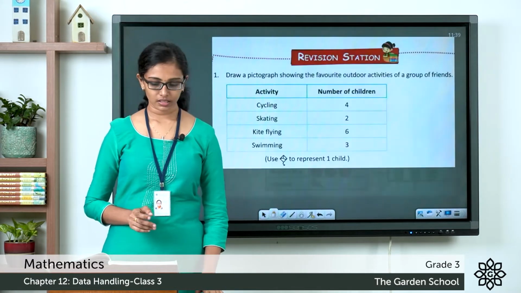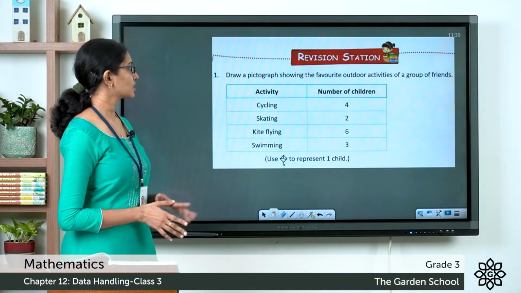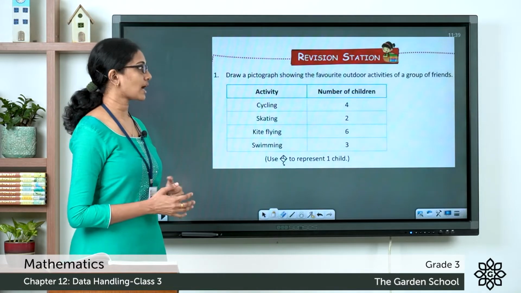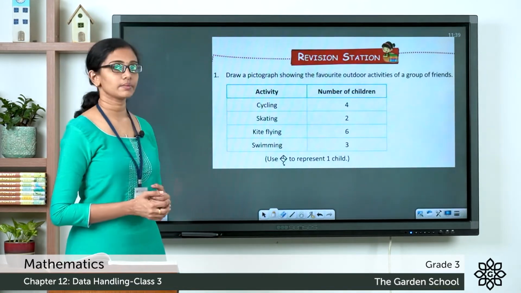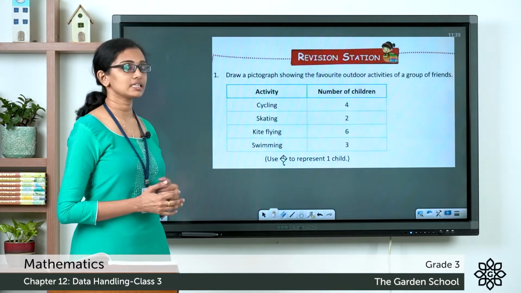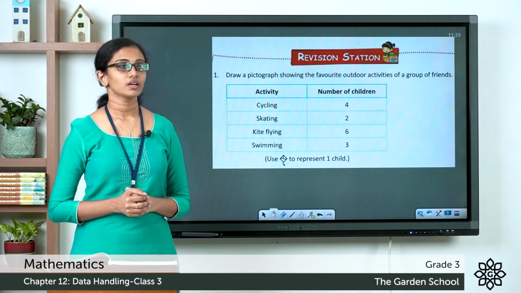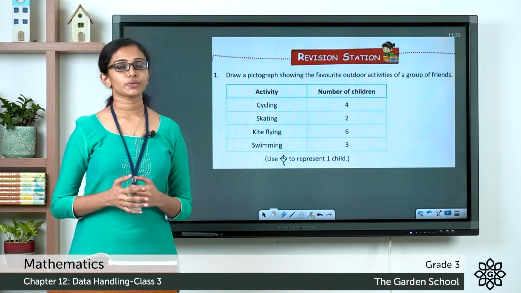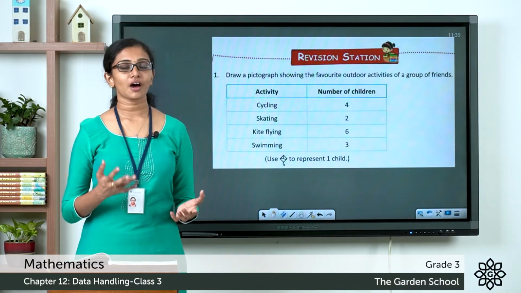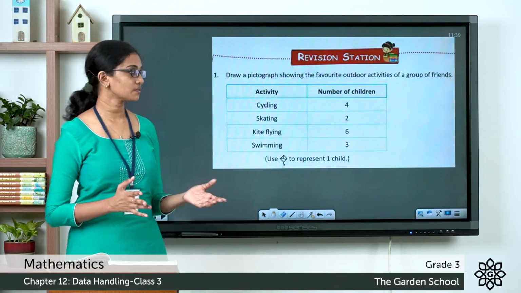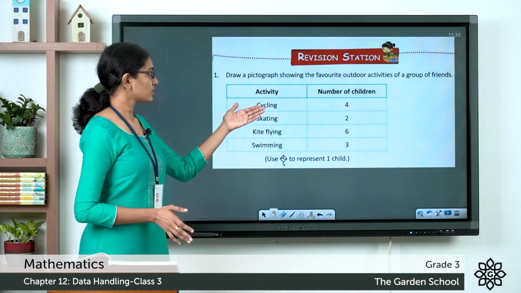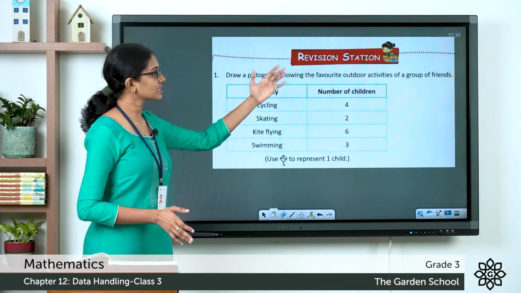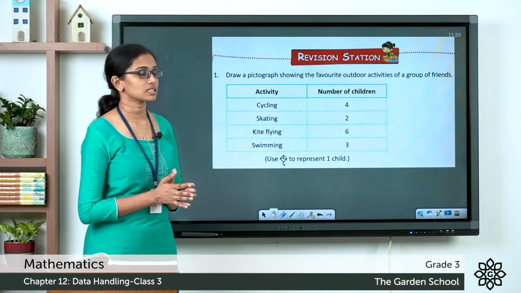The first question is to draw a pictograph showing the favorite outdoor activities of a group of friends. And here you are given a table and also a key is mentioned. So how do you draw a pictograph? We have already learned how to draw a pictograph. So what is the first step? You have to go through the data given to you very carefully. So you are given two labels here, the activity and the number of children who like each activity.